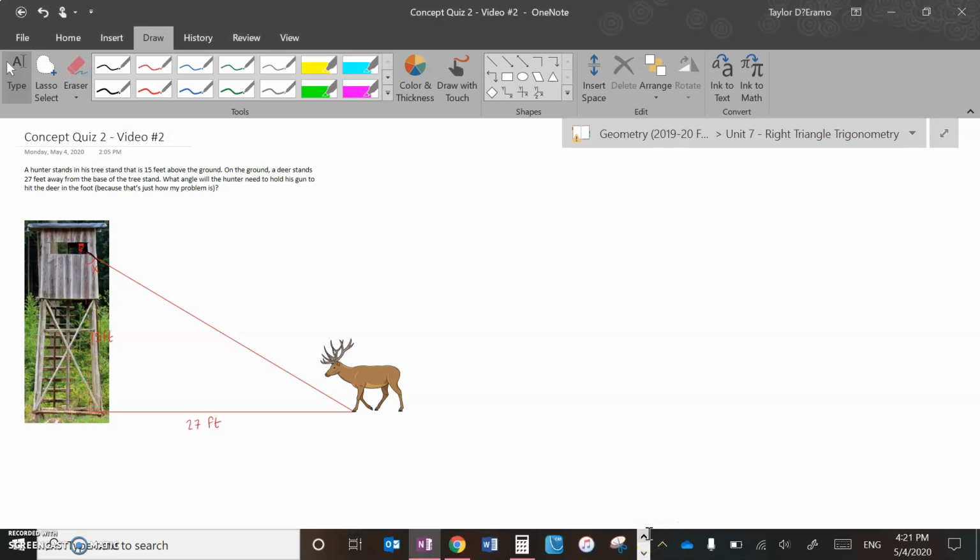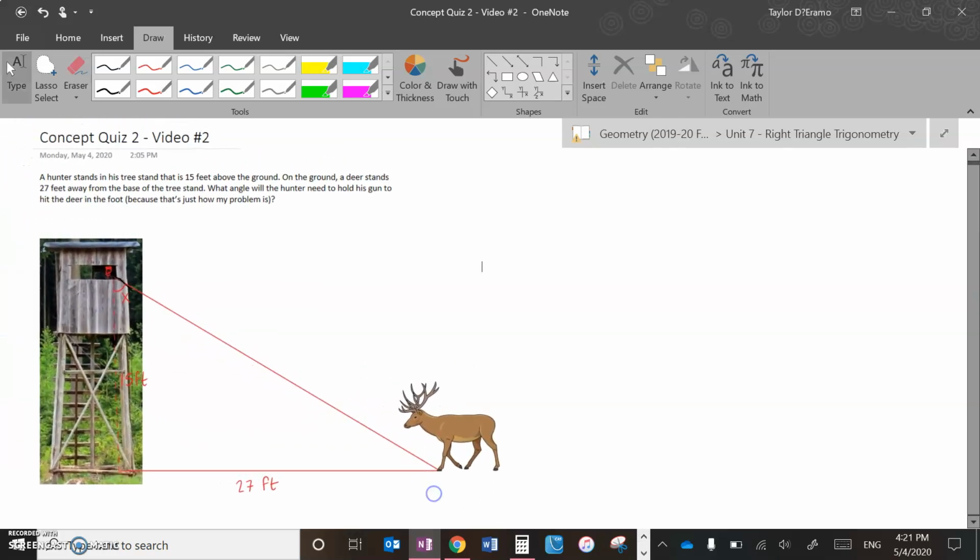Okay, so this is our second problem, and in this one we are solving for a missing angle, so that's angle X right there. So this is our problem.